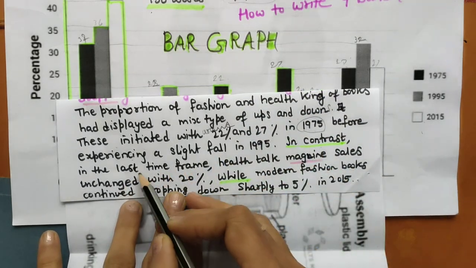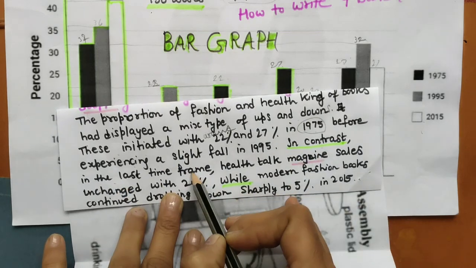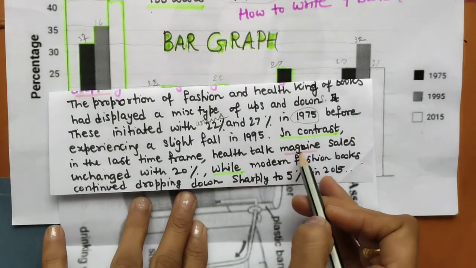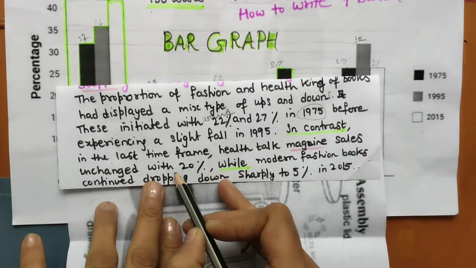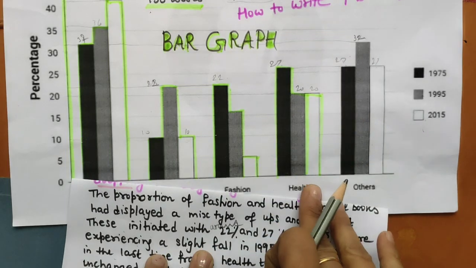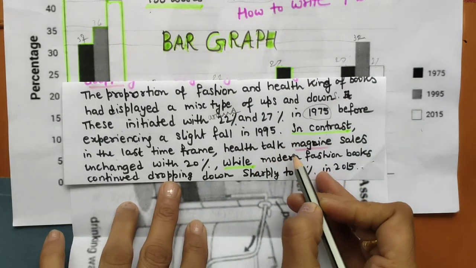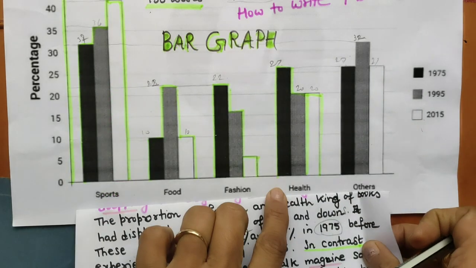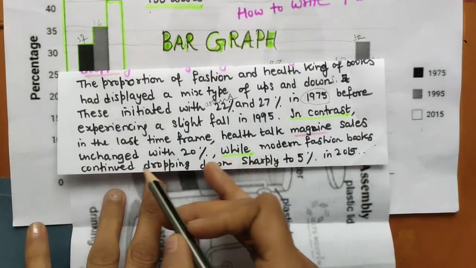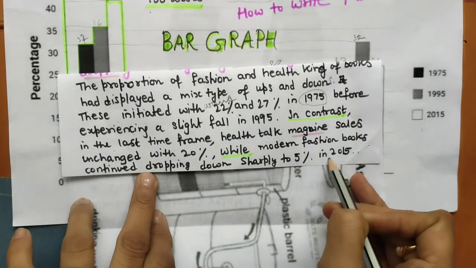In contrast, now talking about the different last time frame, the last year, see this, health talk magazine sales were unchanged at 20%. See this, 20%, the same in the last year. Health talk magazine, yes, we are talking about health. Now fashion is too much down, while modern fashion books continued dropping sharply to 5% in 2015.